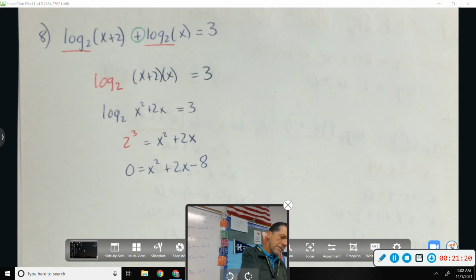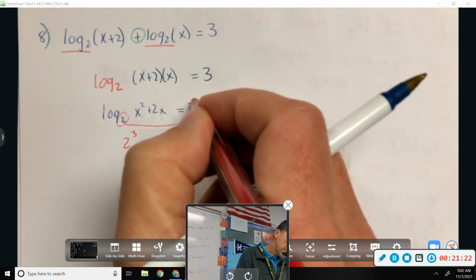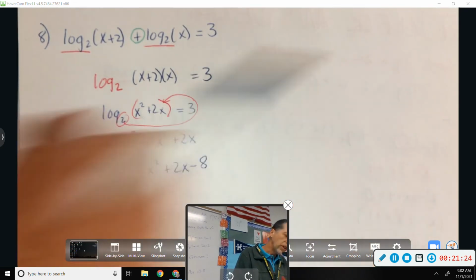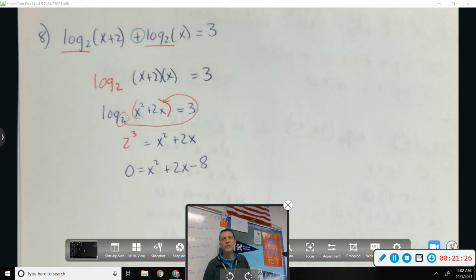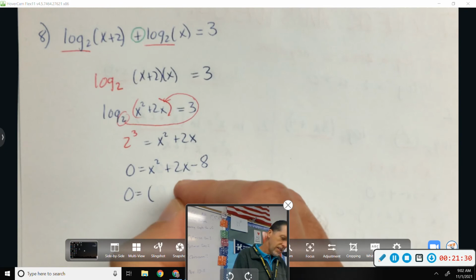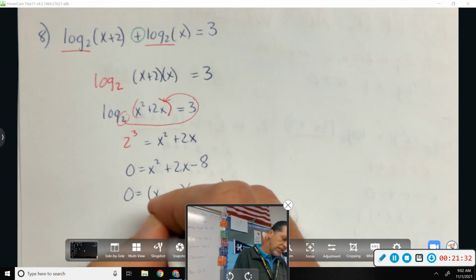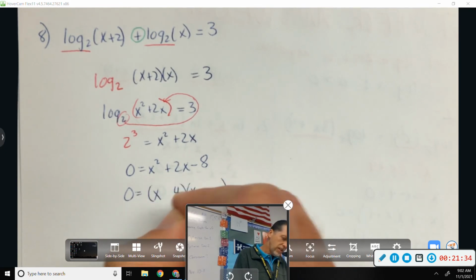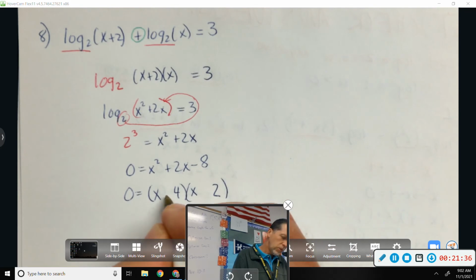Oh, now we gotta factor. I thought it was invisible. There's a 2 there, so it wasn't an invisible e, it was a visible 2. So x equals negative 4 and x equals 2.